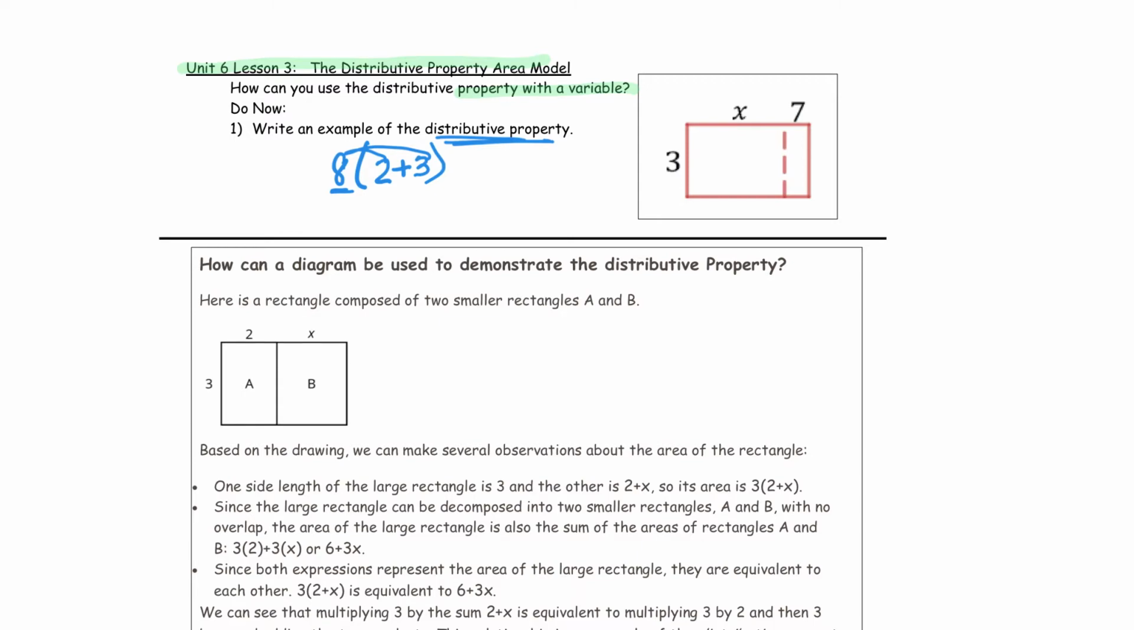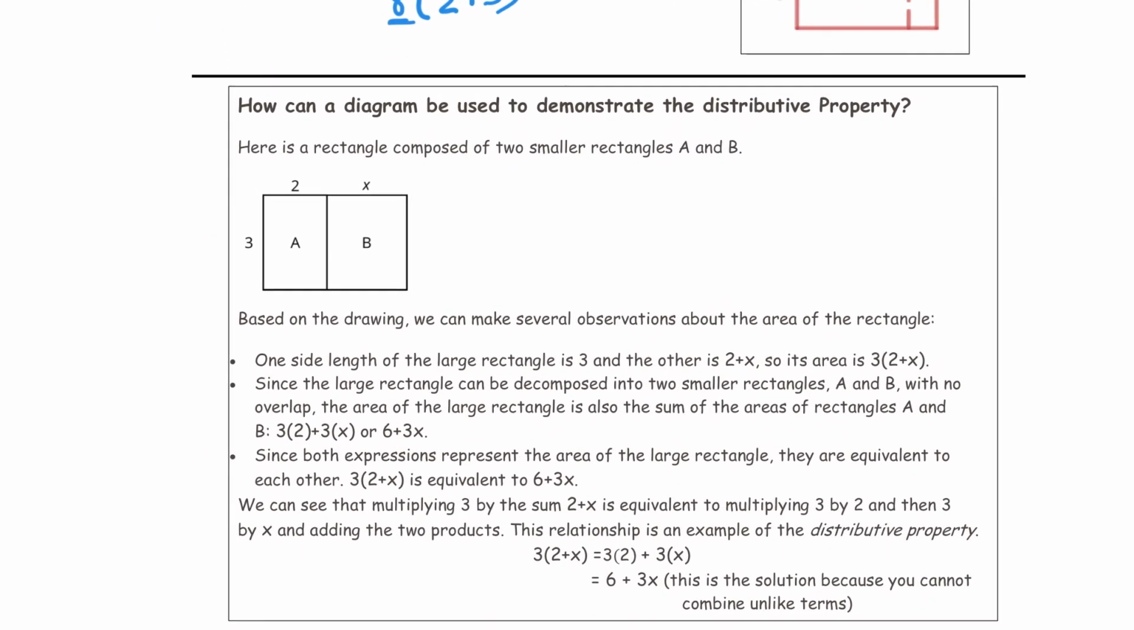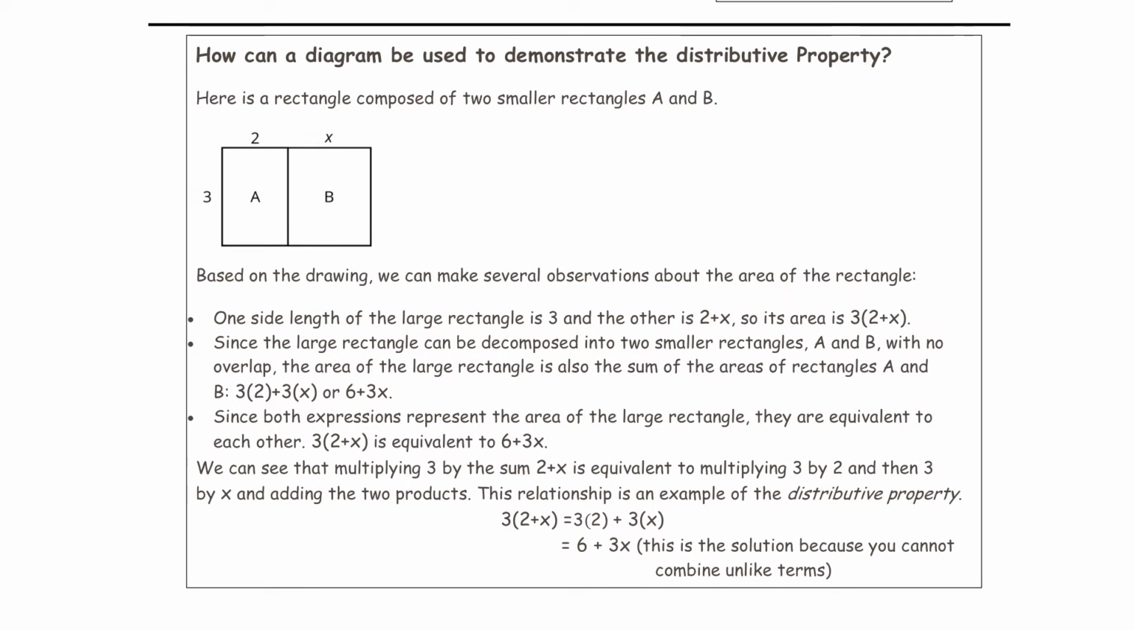Let's keep going. How can a diagram be used to demonstrate the distributive property? Well, in today's lesson, what we're going to be doing is using a diagram to help us. Here is a rectangle composed of 2 smaller rectangles, A and B. So if we take a look at the model given, we see that here's A, here's B. On one side, we have a length of 3. Then we have another length on the top of 2, and then an unknown, which is written as X.